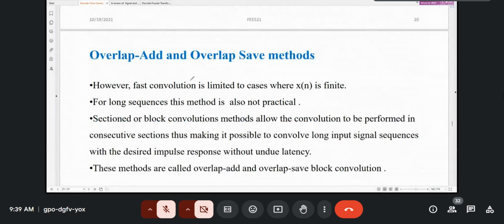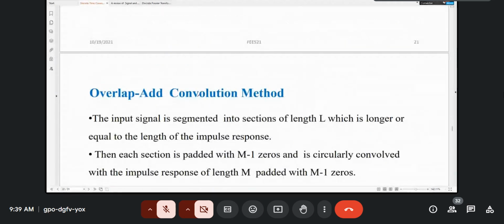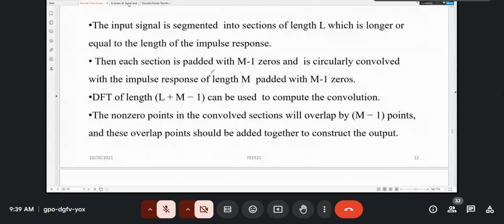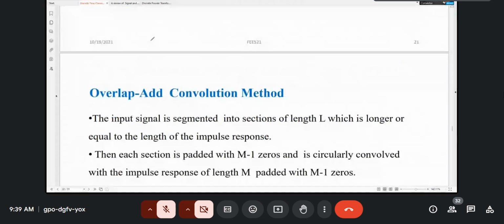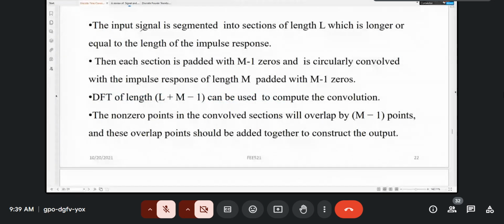So the first method is called overlap. There are two methods: overlap add and overlap save. And I think what we are going to do is first of all look at the overlap add method. It is the add.